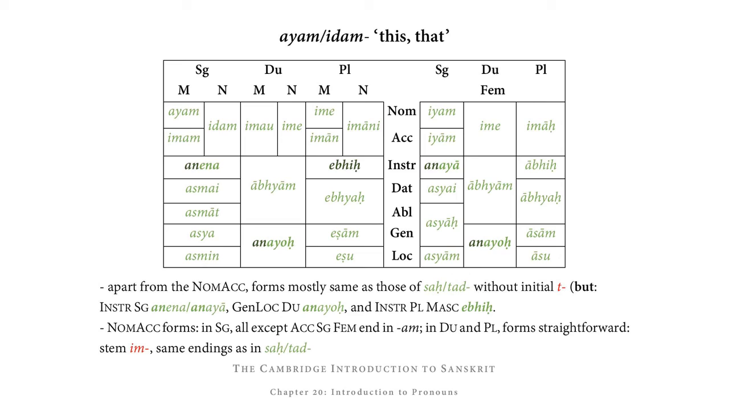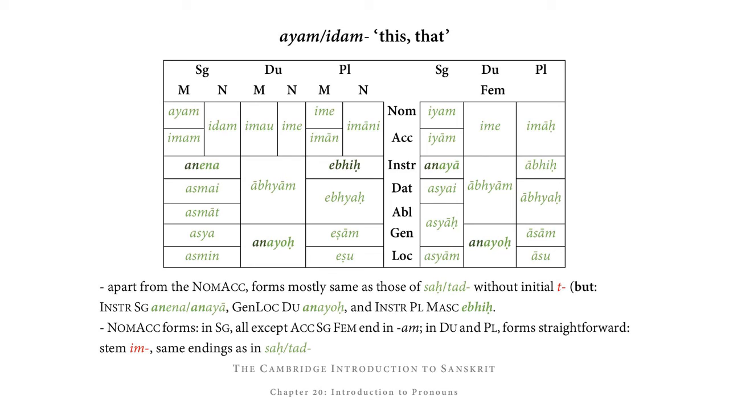The second pronoun to look at is ayam/idam, which means this or that. And again, the ideas of this, i.e. this one here, and that one further away, are fairly separate in English, but in Sanskrit we have several pronouns whose range of meaning encompasses both of these.